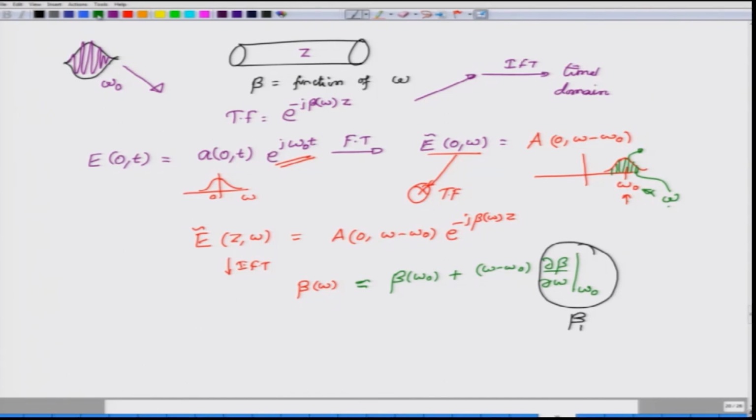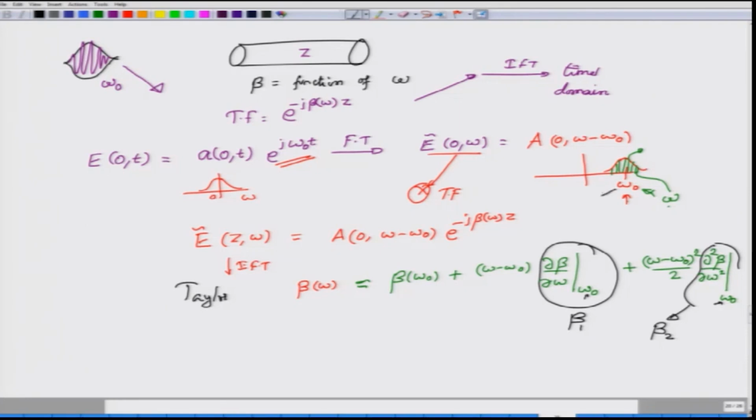Okay. So, then the next term would be omega minus omega 0 squared by 2 times del square beta by del omega square, again evaluated at omega 0. It turns out that this del square beta by del omega square is written as beta 2. Of course, this beta 1 is a function of the frequency omega 0, and beta 2 is also a function of frequency omega 0.